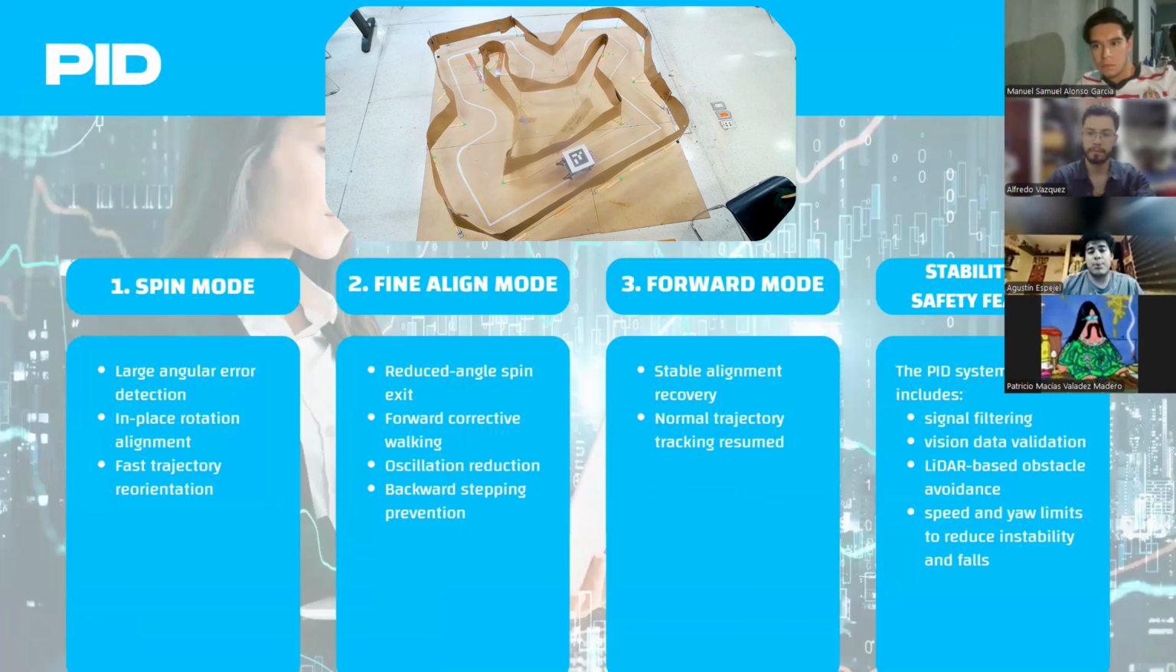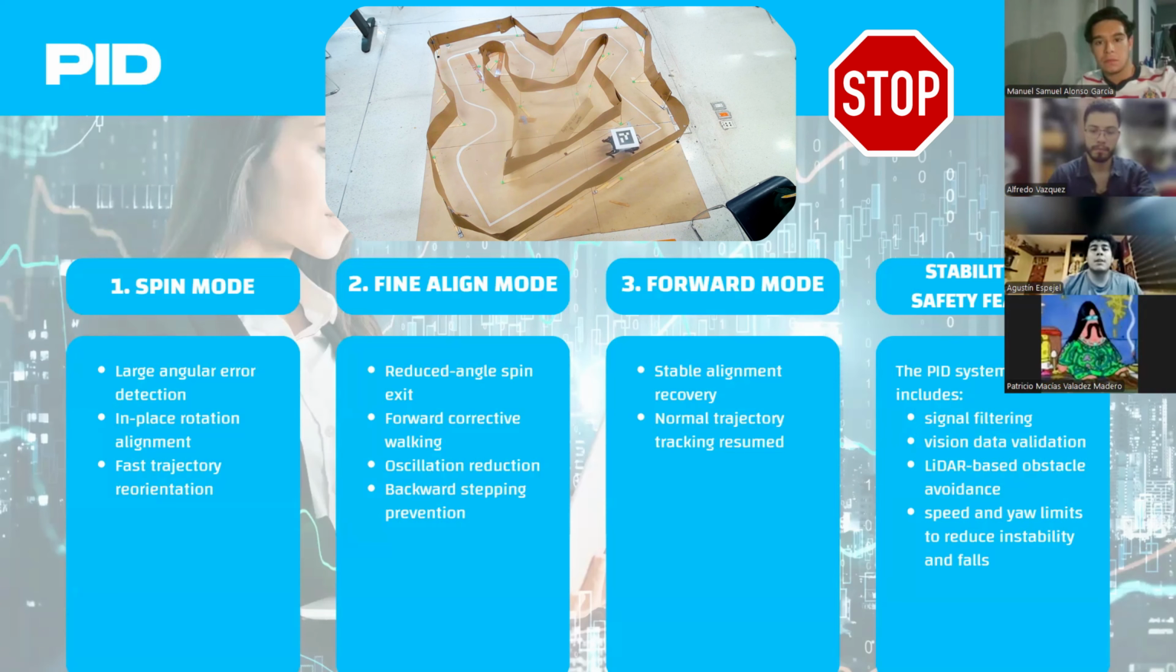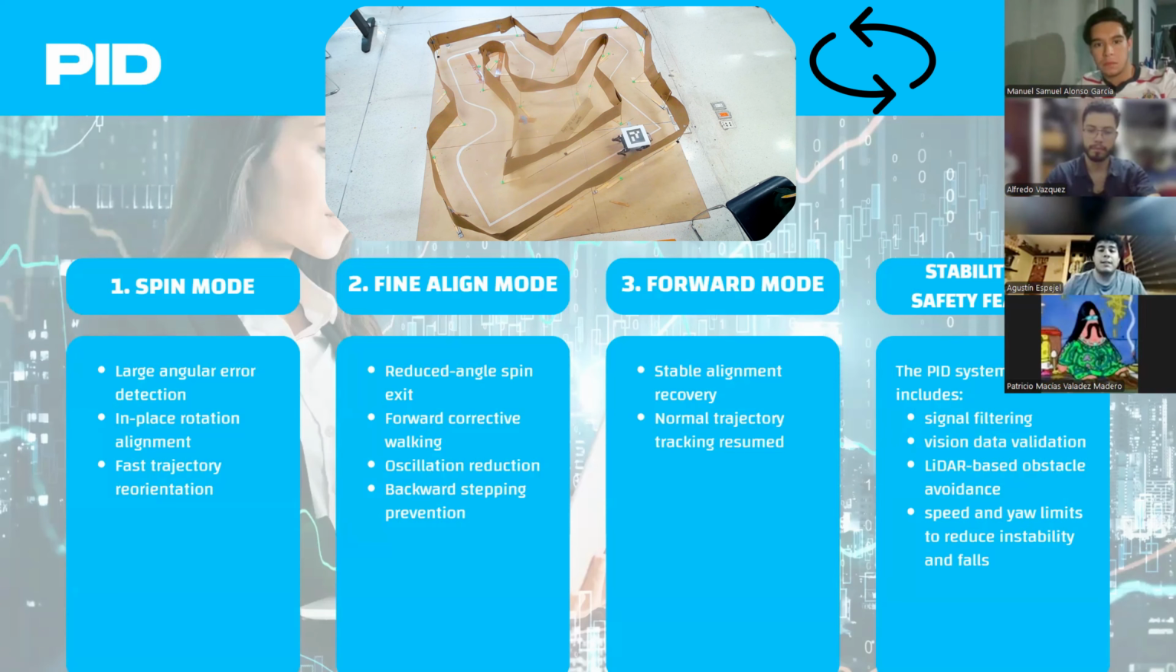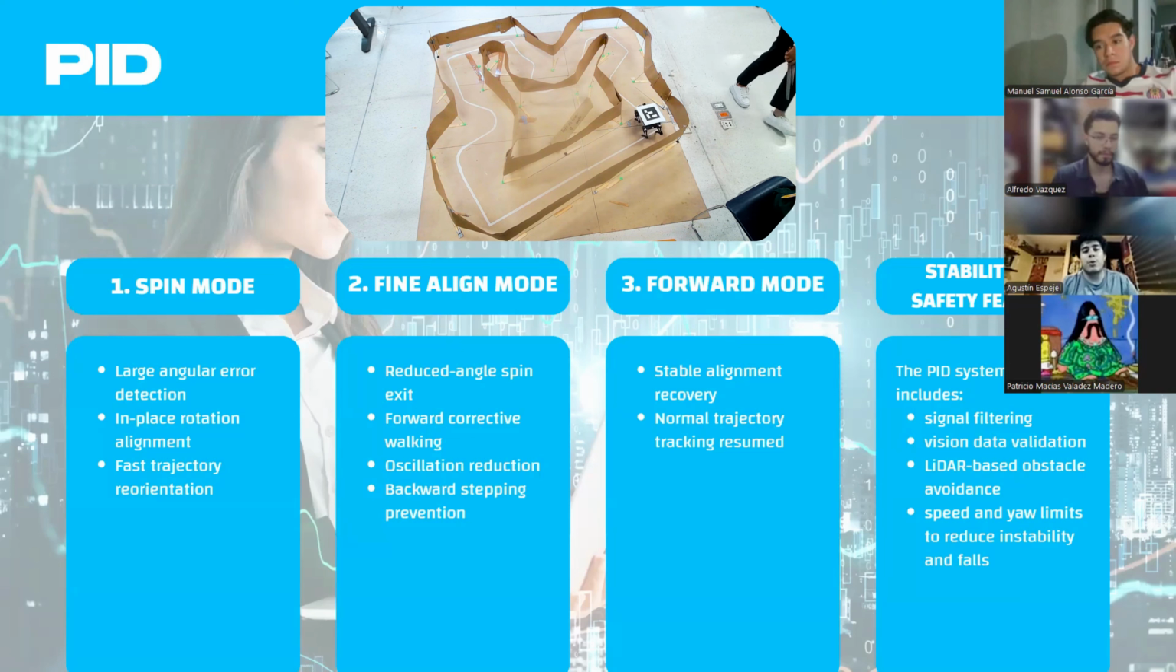Inside the PID program, we have three different protocols. The first one is spin mode. It is for when the curves are too sharp for the puppy to just overcome them. So the puppy stops and starts spinning around until it finds the correct angle. Then there is the fan light mode that helps us when the curves are not as big, so we can just correct the walking of the puppy to maintain the line.